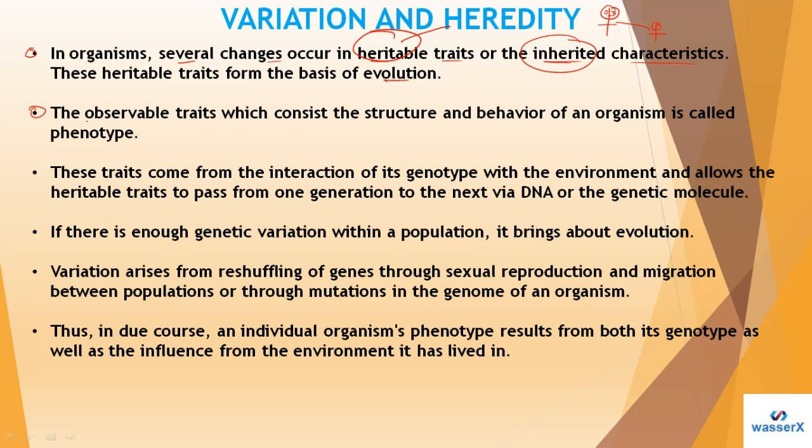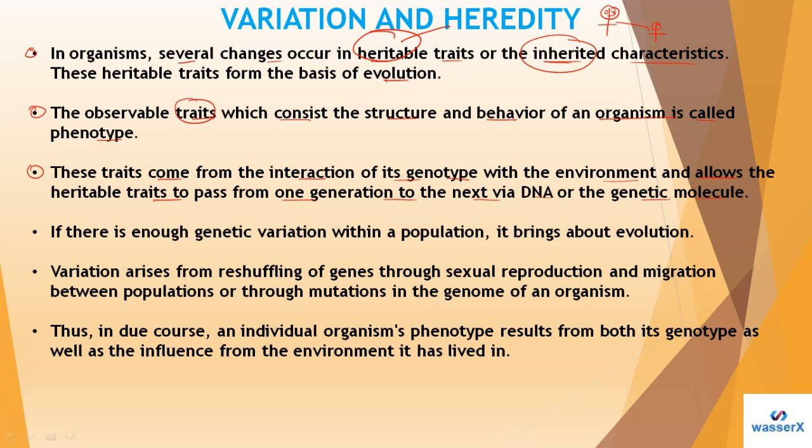Now we have the next point: the observable traits, which consist of the structure and the behavior of the organism, are called phenotype. So the traits which we can observe, we know as phenotype. These traits basically come from the interaction of the genotype with the environment and allow the heritable traits to pass from one generation to the next via DNA or genetic molecules.